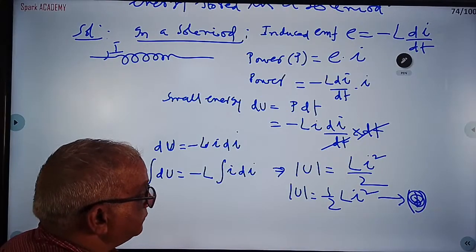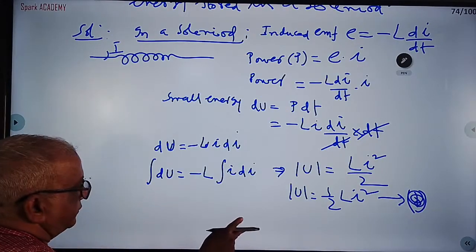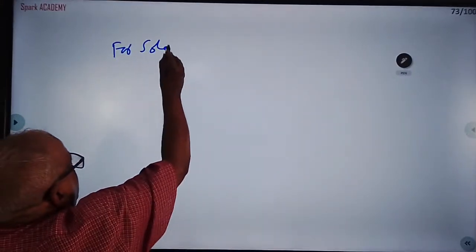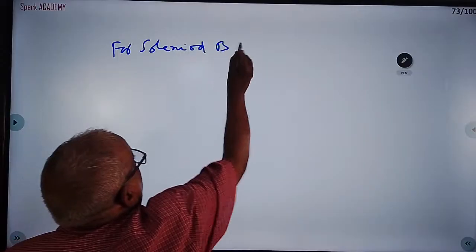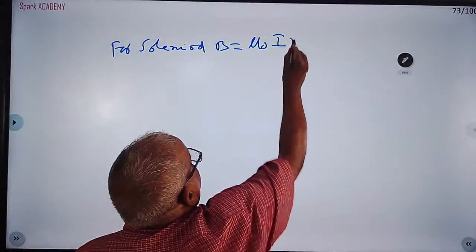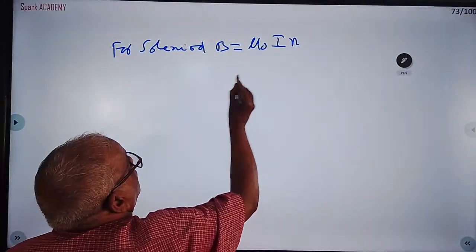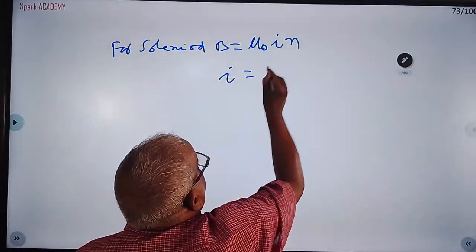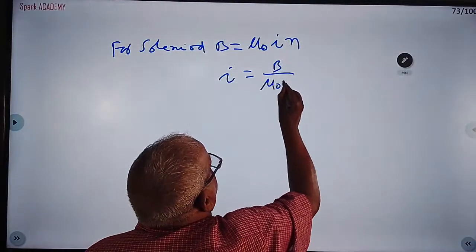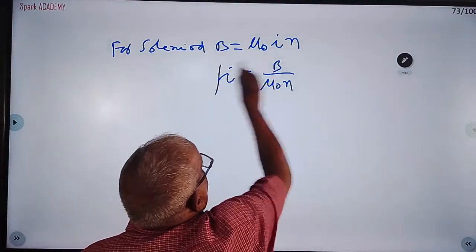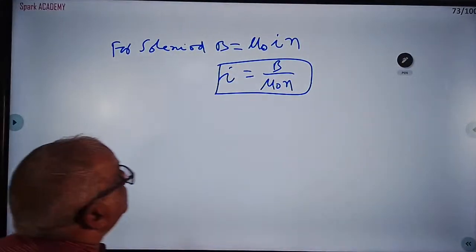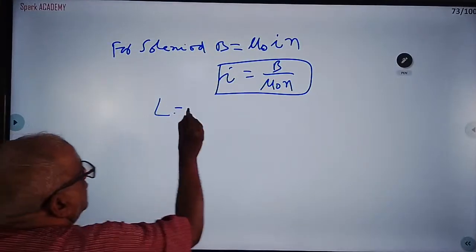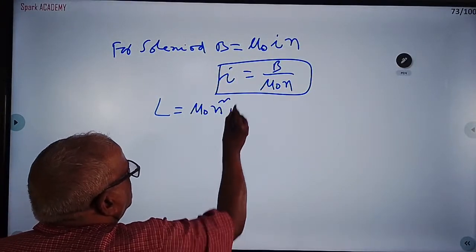For a solenoid, if you still want to extend, some books give it for a solenoid. B is equal to mu0 i n, where n is the number of turns per unit length. From mu0 i n, i is given by B: i is equal to B by mu0 n, magnetic field by mu0 n. Wherever n is there, students, the self-inductance of a solenoid is given by the formula mu0 n square A into l.